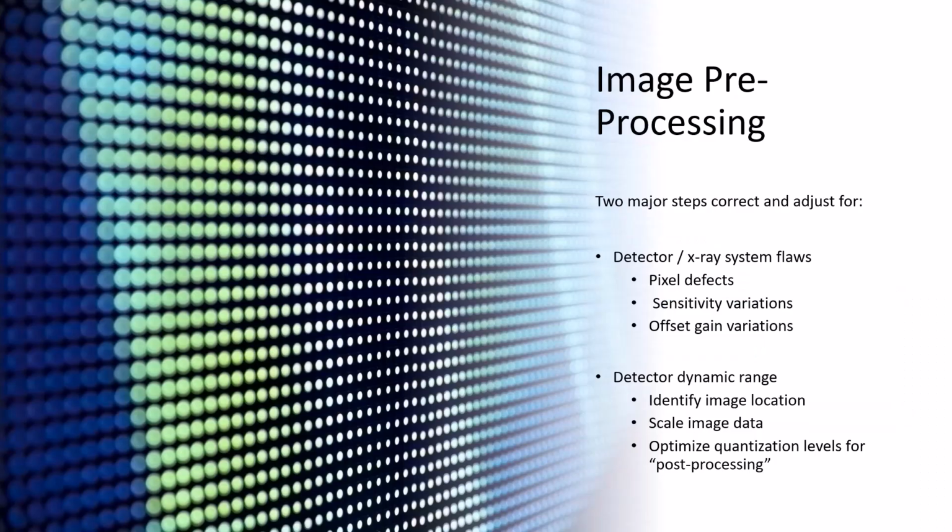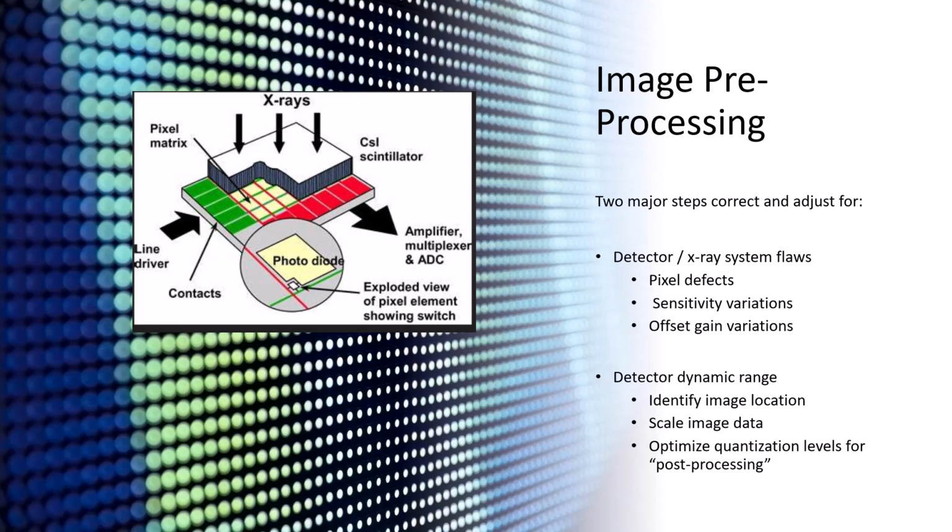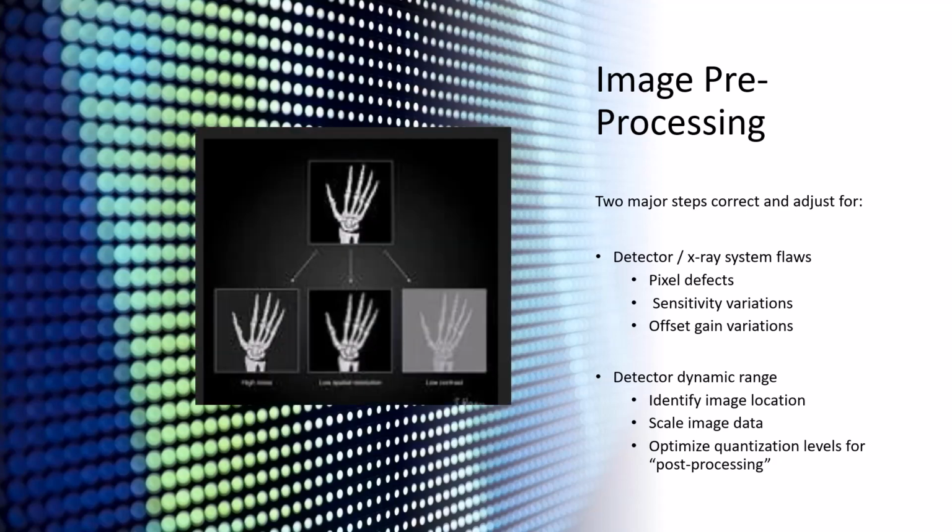Let's look a little closer at image pre-processing. There are two major steps to correct and adjust for. The first one is detector X-ray system flaws, which can be pixel defects, sensitivity variations, or offset gain variations. The next step is to adjust the detector for dynamic range. We also scale the image data and optimize quantization levels for post-processing.